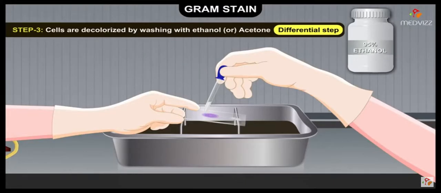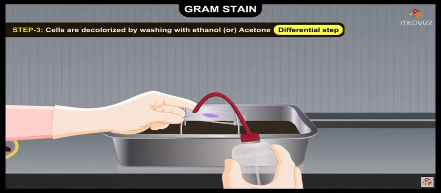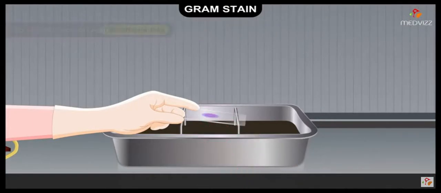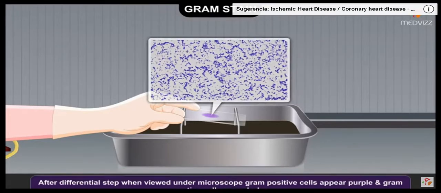Even gram-positive cells can lose the crystal violet iodine complex during prolonged excessive decoloration. Excess ethanol is then washed off with water. When viewed under the microscope, gram-positive cells appear purple, and gram-negative cells are colorless.